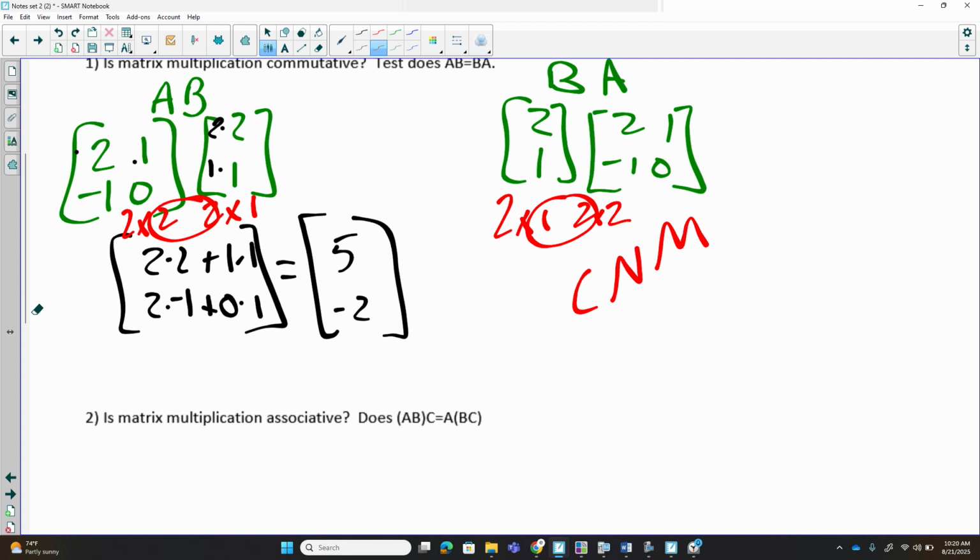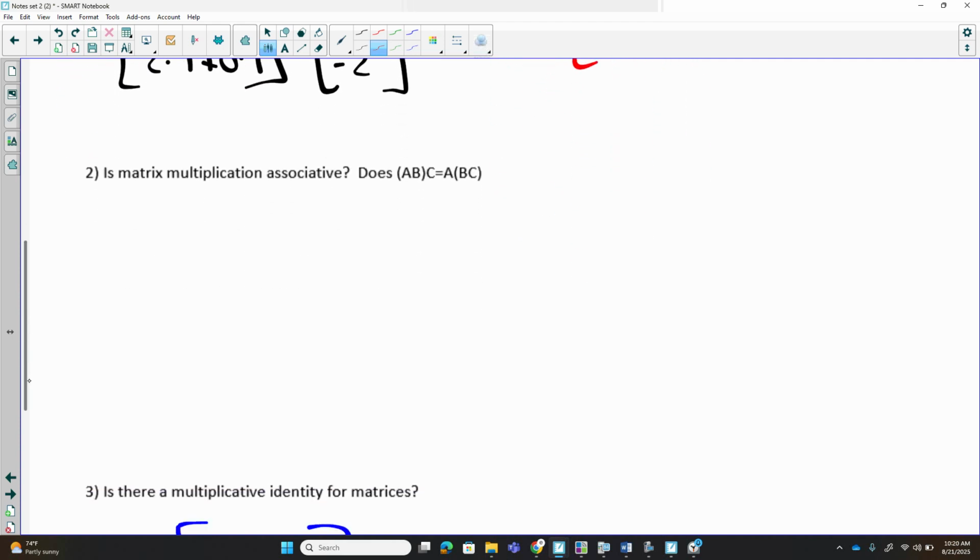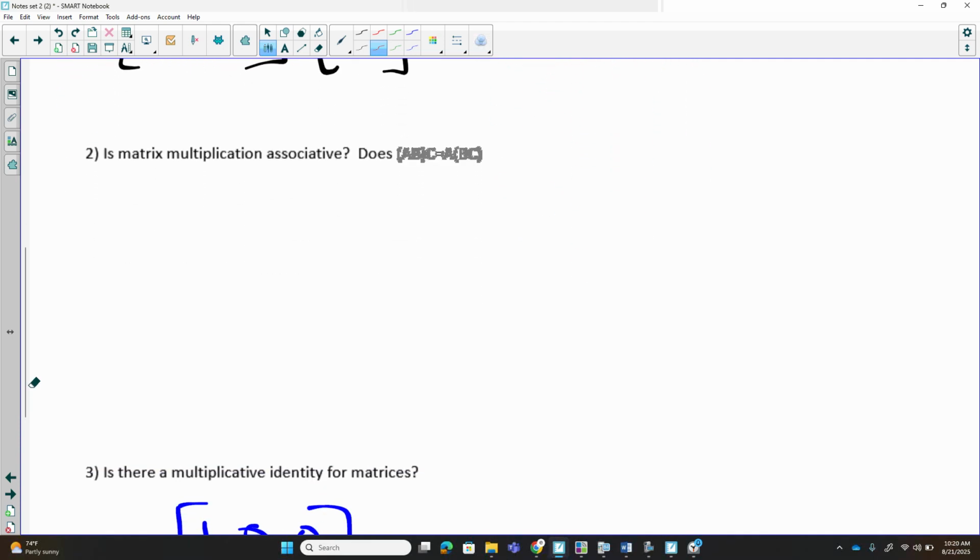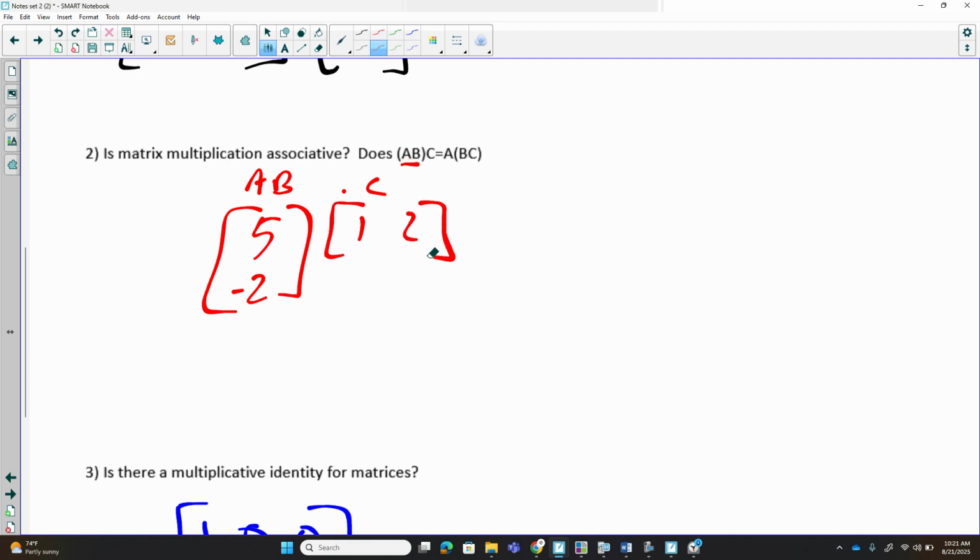So now we have a matrix. Is it associative? Is the question we're asking here. Does it follow the associative pattern? Well, in this case we already have AB done, don't we? We multiply those together. We said that was 5, negative 2. And then we're going to multiply it by C. So this is AB right here already, and we're going to multiply it times C. C is just 1, 2. So we're going to multiply those together, and then we're going to come over here and check.